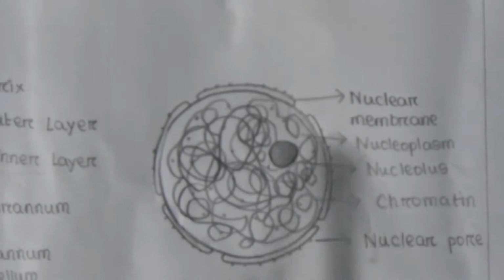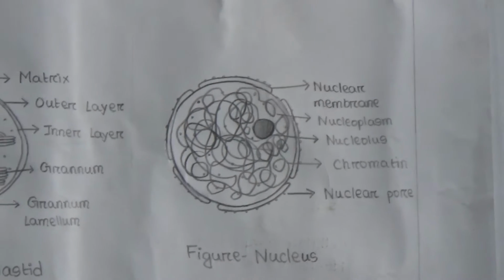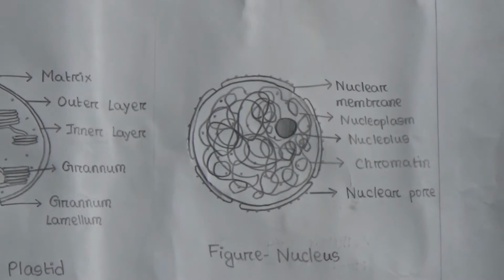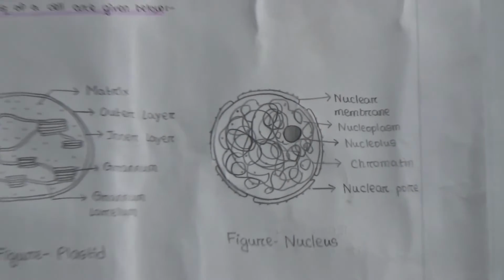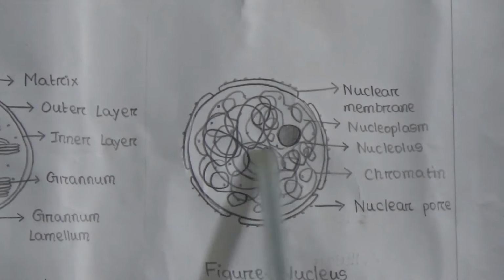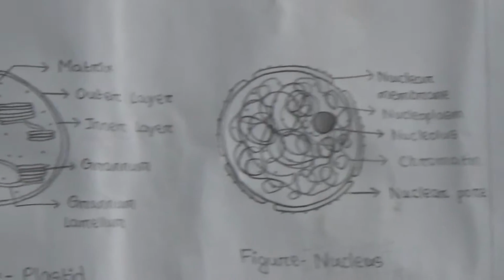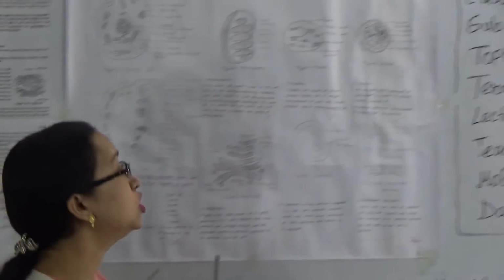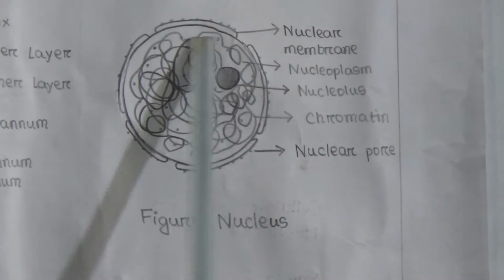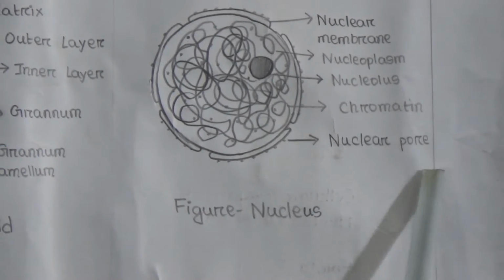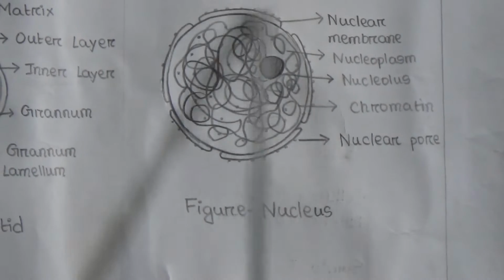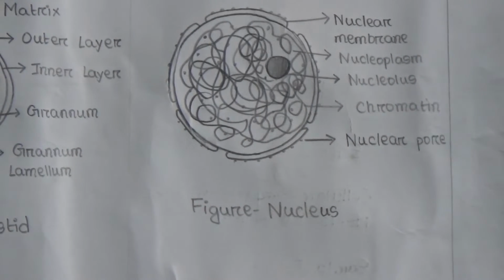The outer layer of the nucleus is called the nuclear membrane. The jelly-like water-based substance inside the nuclear membrane is called nucleoplasm. Inside the nucleoplasm there is a round, slightly hard structure called nucleolus, and in the nucleoplasm you will also find chromatin fiber. Here is the nuclear membrane, nucleoplasm, nucleolus, chromatin and nuclear pore. On the nuclear membrane there are some pores, called nuclear pores.